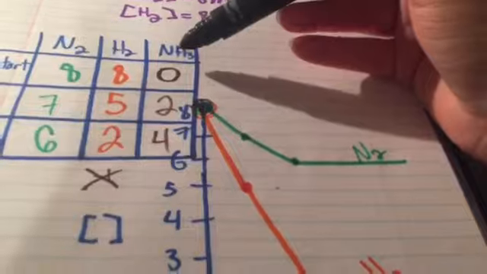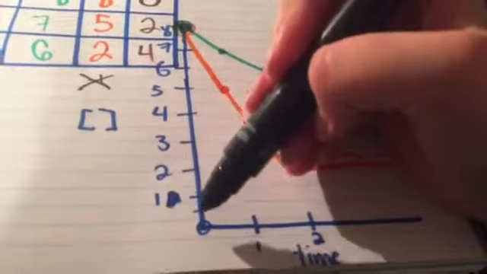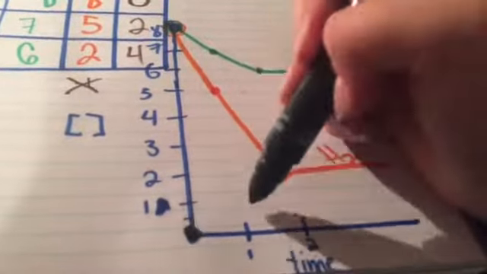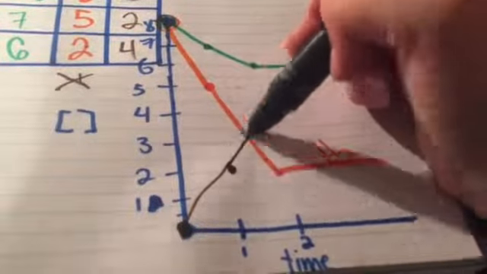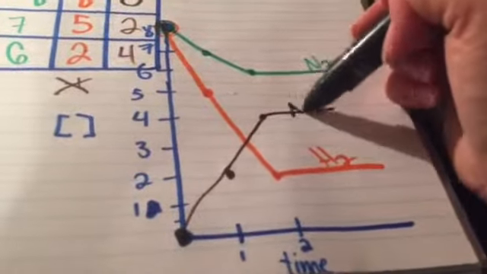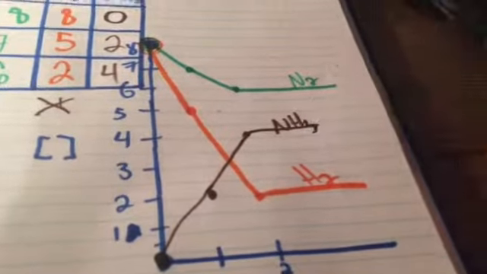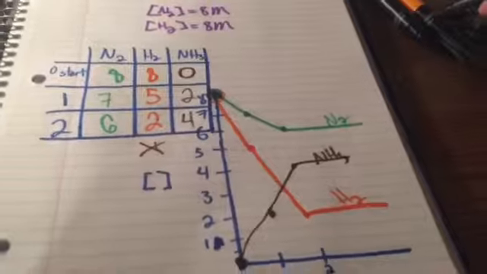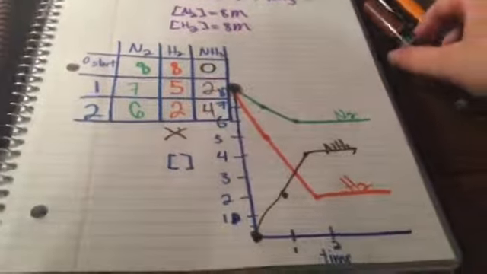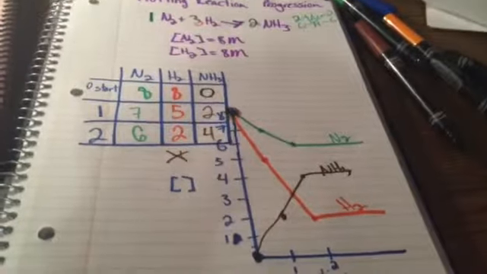And for our product, our NH3, we started at 0. At the first reaction, we gained 2. And at the second reaction, we gained another 2 and went up to 4. You can draw your line out and write NH3 so you don't confuse it. Doing this with graph paper and a pencil instead of a marker will give you a really nice clean-cut graph.